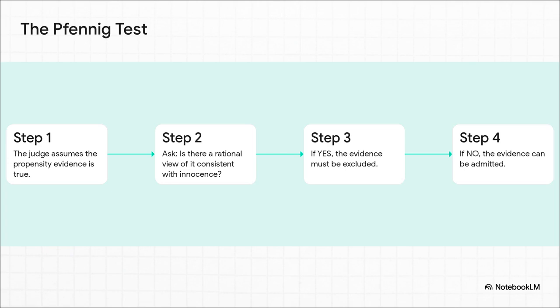So, this is the test. This is what you apply. The judge acts as a gatekeeper. They look at the similar fact evidence and they ask themselves this question. Assuming all this is true, is there any reasonable, rational explanation for it other than the accused being guilty? Could it just be a series of unbelievable coincidences? If there is any rational view that is consistent with innocence, the evidence stays out. The jury never hears it. Only if guilt is the only rational conclusion you can draw from that pattern of behavior does it get admitted.